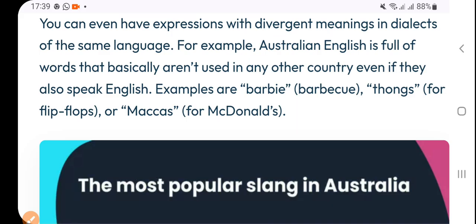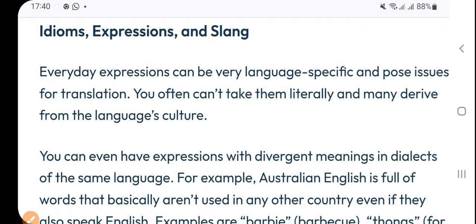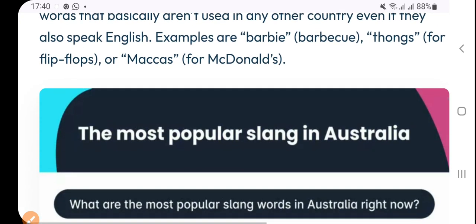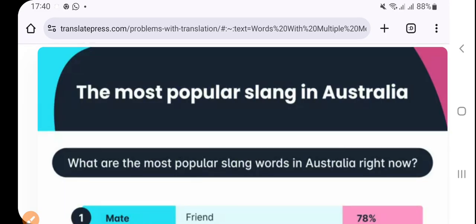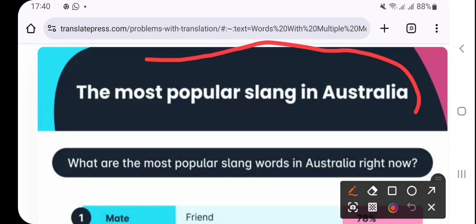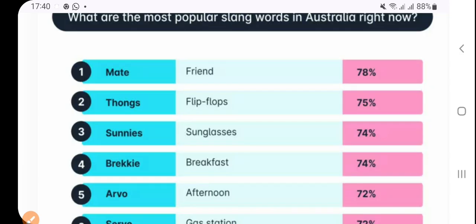For example, Australian English is full of words that basically are not used in any other country, even if they also speak English. Examples are barbie for barbecue, thongs for flip flops, or macas for McDonald's. So these are the expressions and slang they use, and that's a problem, right? Here they have given a list of the most popular slang in Australia.